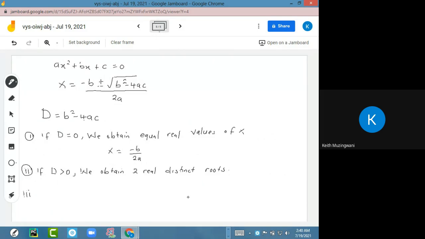But if you are solving and you discover that the discriminant is less than 0, you know that you fail to get a real root. The only thing you say is that you obtain 2 distinct imaginary roots. These are the three cases that we have. And so whenever you check the discriminant, it gives you 0, then you know the nature of the roots will be real and equal.